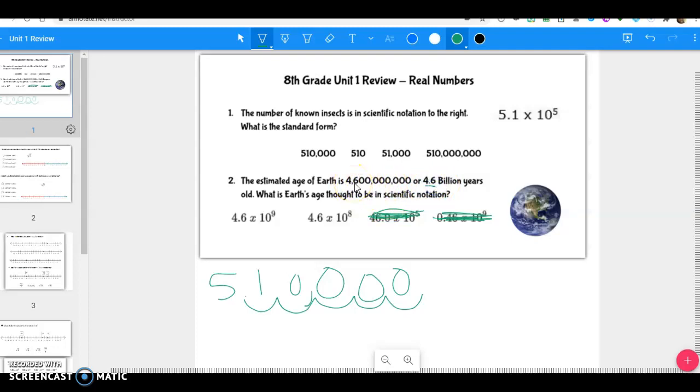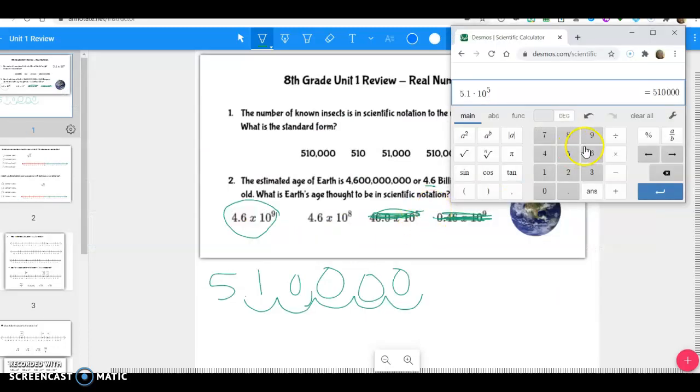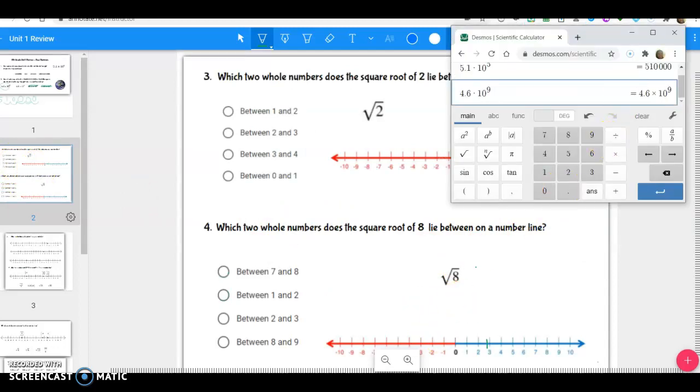But I'm going to see how many times I move it. 1, 2, 3, 4, 5, 6, 7, 8, 9. So I know that 4.6 billion is equivalent to 4.6 times 10 to the ninth power. If you put that in your calculator, it's going to just pop out the same thing because the number is so large. So you're really going to make sure that you're counting your decimal places. As you can see, Ms. Hawkins made a mistake. That should be 4.6. So 4.6 times 10 to the ninth power is going to be equal to that because the number is already very large. All right, so keep going.